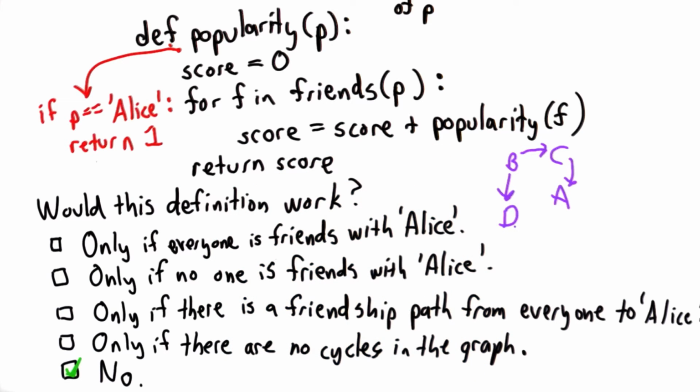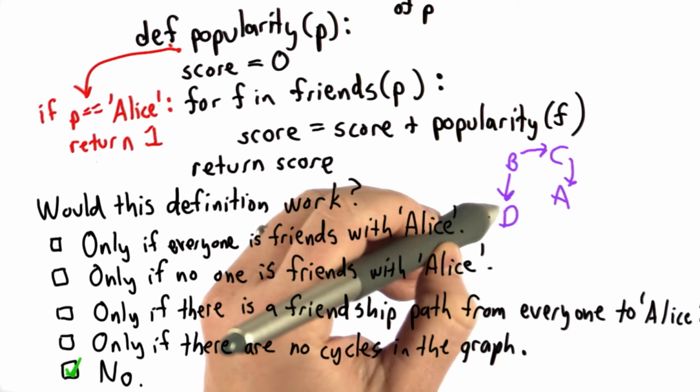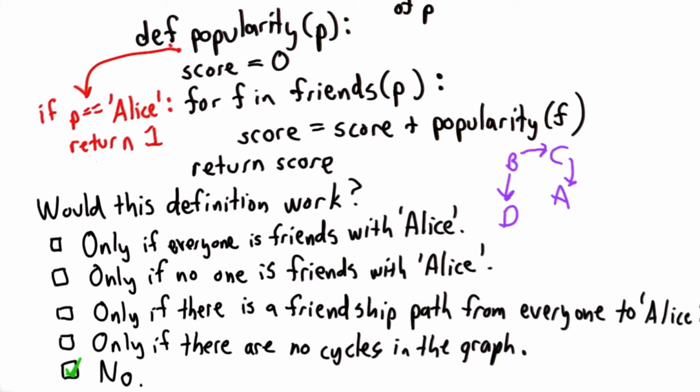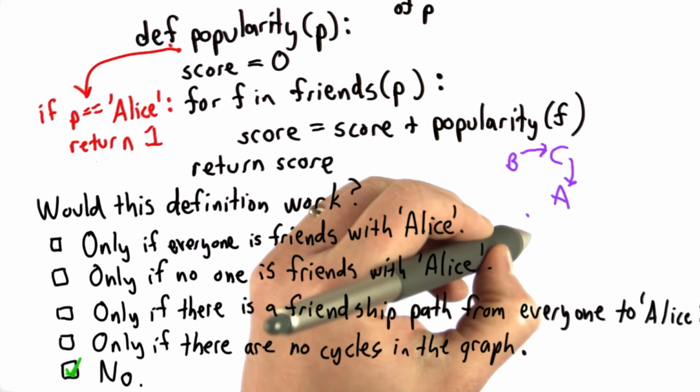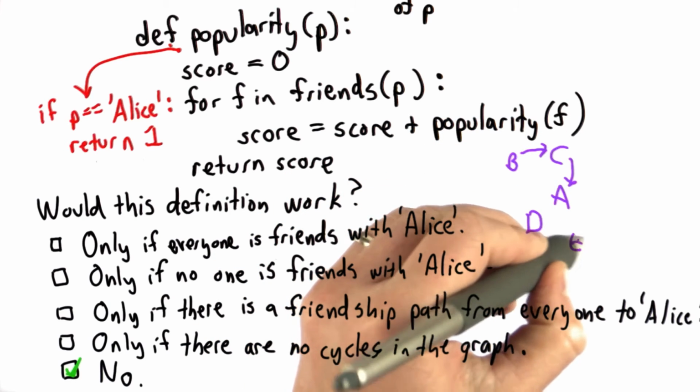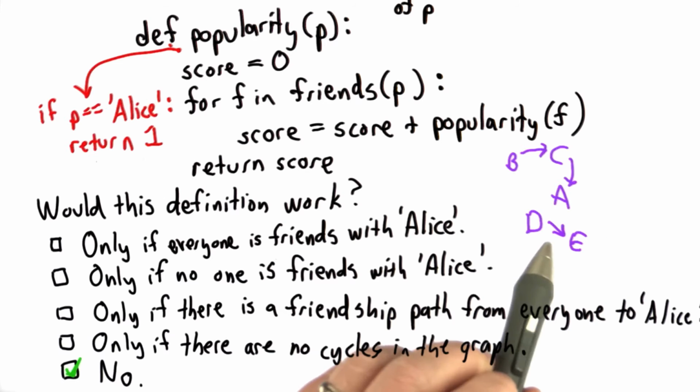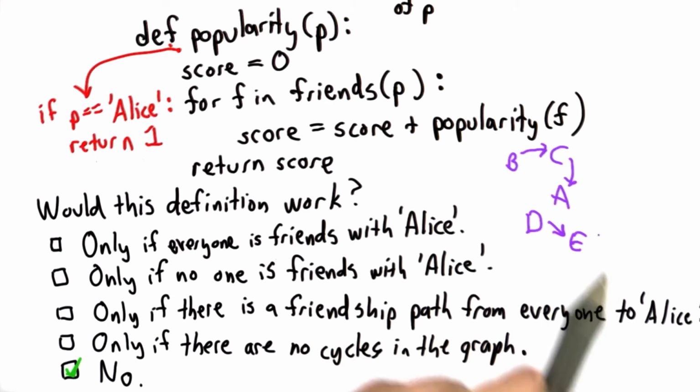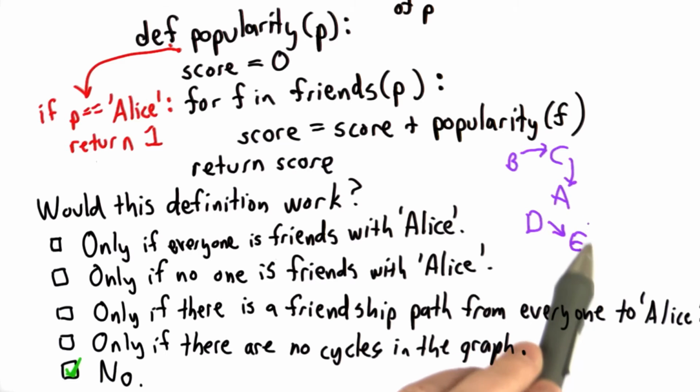Let's say Bob is friends with Diana. Well, then to figure out the popularity of Diana, we need to know the popularity of Bob. Where it breaks down is, suppose we also have Diana and Edgar, and Diana's friends with Edgar. To figure out the popularity score of Diana, we need to know the popularity score of Edgar. We don't have a cycle, but we don't have an answer either.